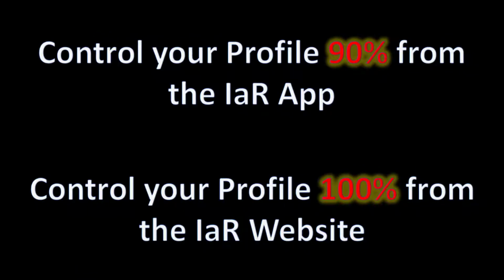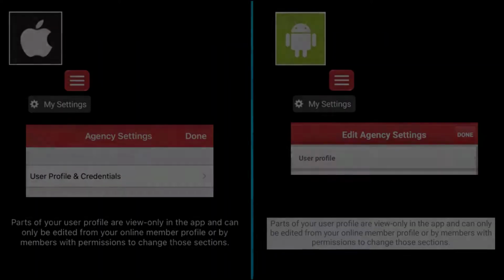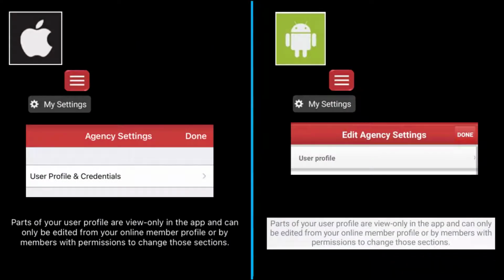Your profile in I'm Responding can be accessed both from the application and the website. 90% of your profile can be changed from the application, 100% from the website. First, we're going to take a look at the application and see what you can change there. As most of my videos do, we're going to split the screen in half. The Apple instructions will be on the left and the Android instructions on the right.